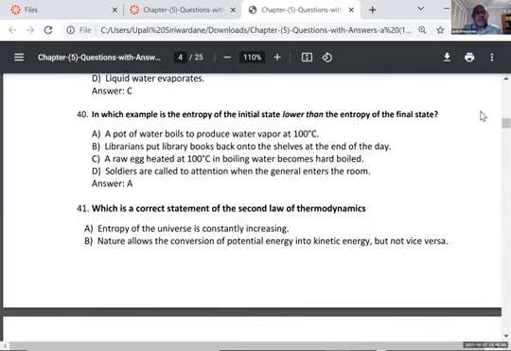In which example is the entropy of the initial state lower than the entropy of the final state? A pot of water boils to produce water vapor. The final state is higher. That is the correct answer. Water vapor has higher disorder than the water itself before boiling.